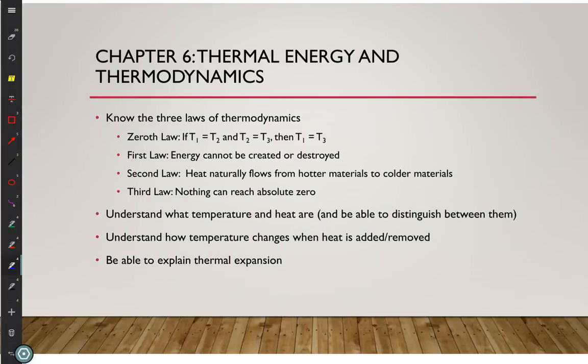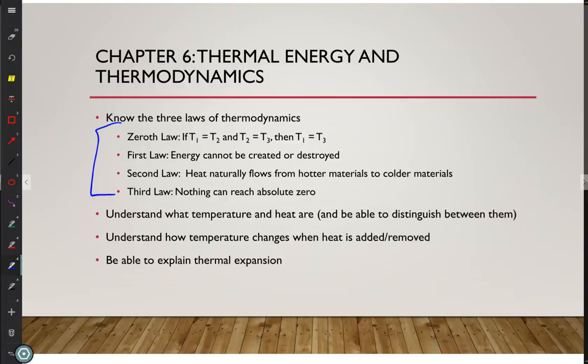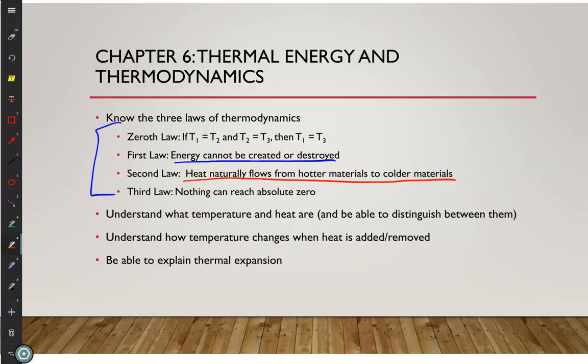Chapter 6 and 7 dealt with thermodynamics. We had 4 laws of thermodynamics. The 0th law is very simple. It's only there because when they understood temperature more precisely, they realized they needed to define it. The first law is very fundamental. Energy can't be created or destroyed. The second law, the way we said it, heat flows from hotter materials to colder materials. The third law, nothing can reach absolute zero.